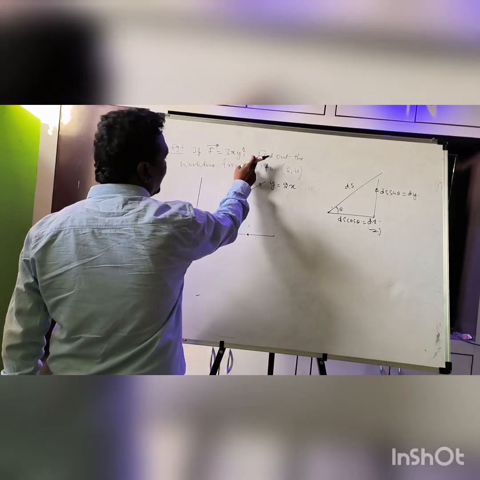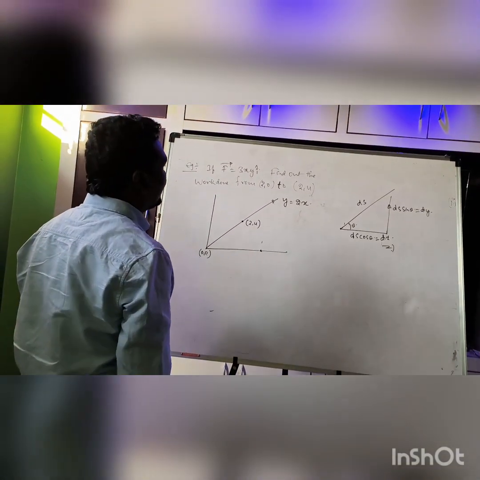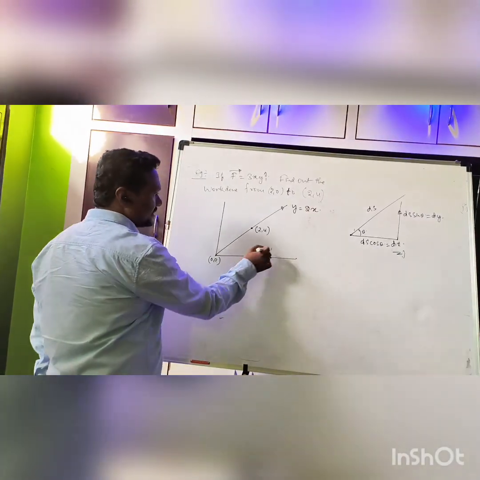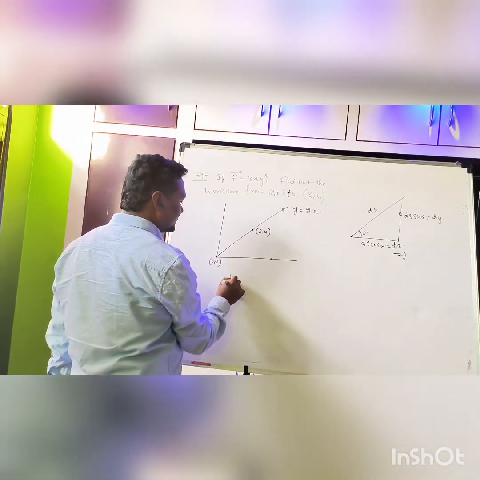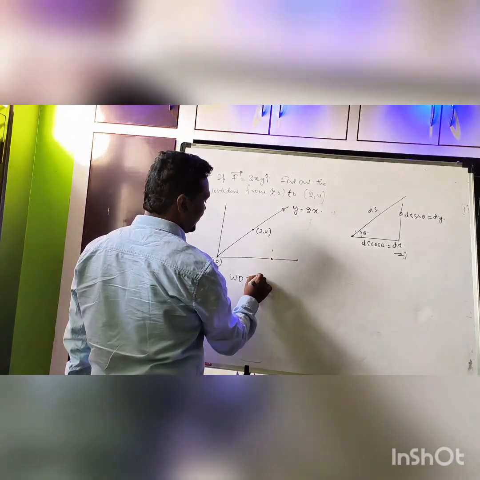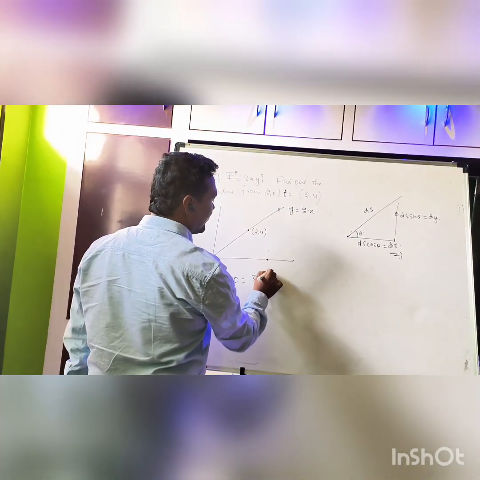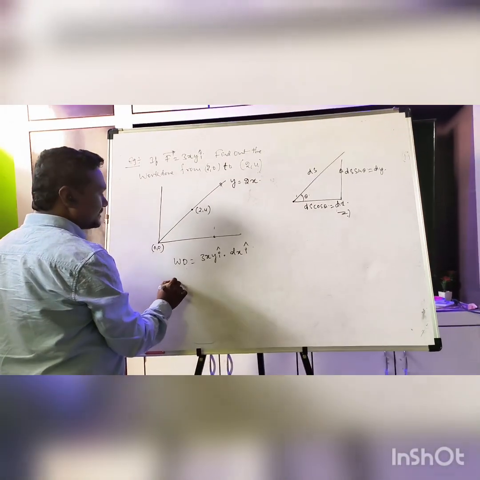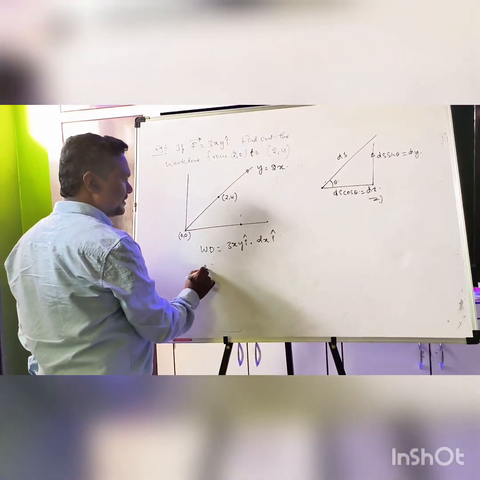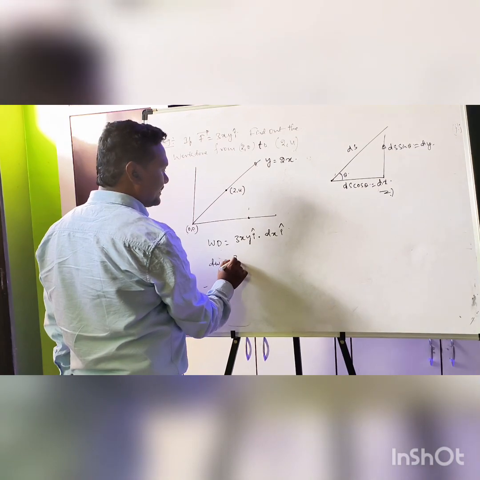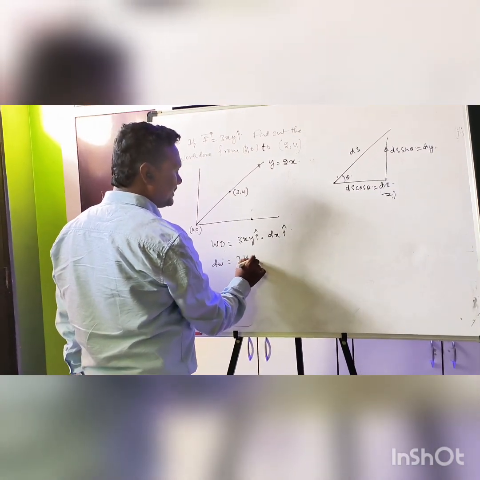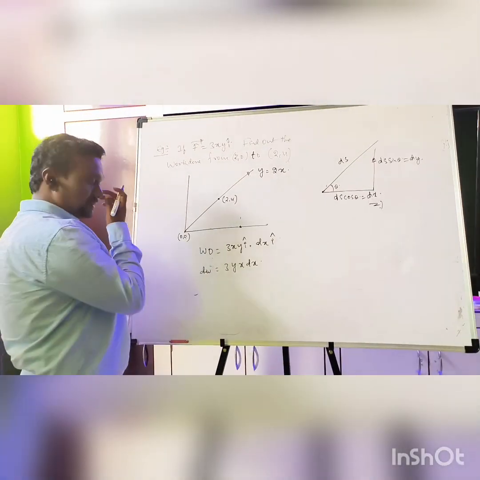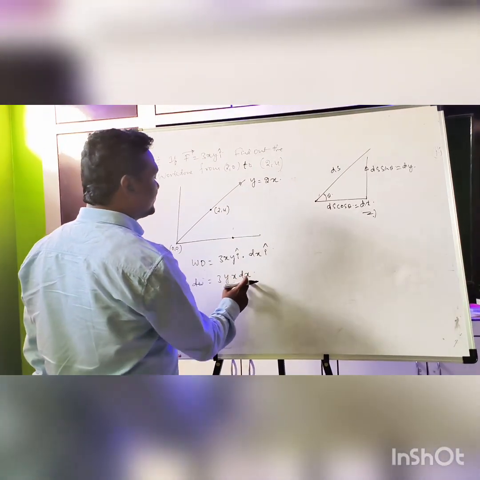Now what we have to find? We have F bar is equal to 3xy i cap. Find the work done from (0, 0) to (2, 4). Now can I write ds cos theta as dx? Now work done is equal to 3xy i cap dot dx i cap. Simple. So can I write work done dw as 3y times x dx? So dw is 3y x dx.